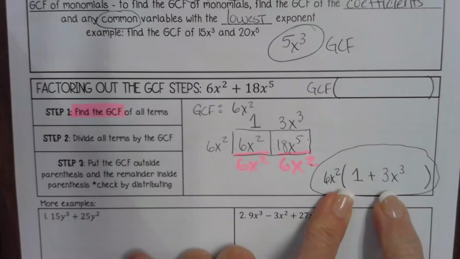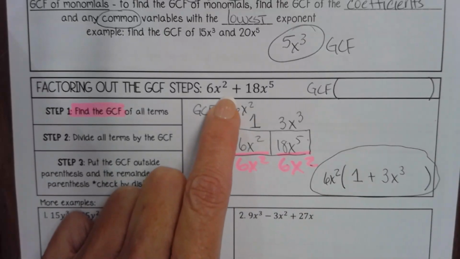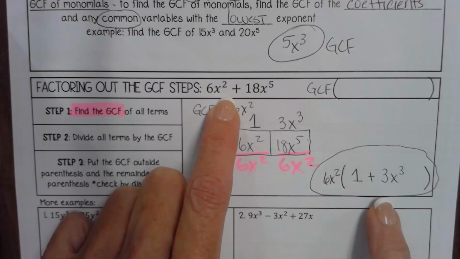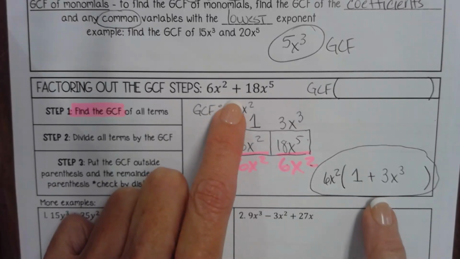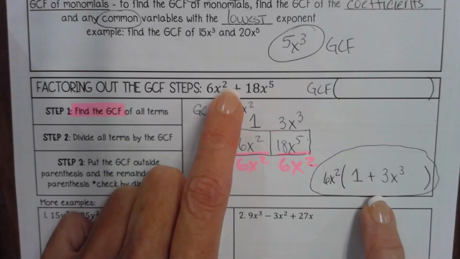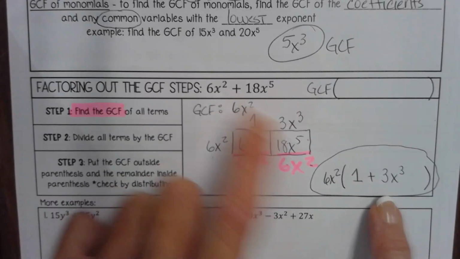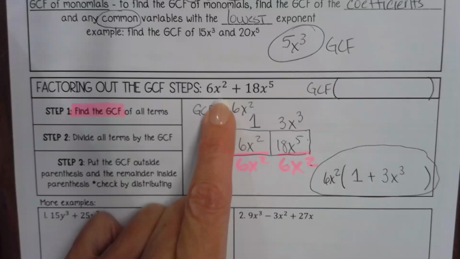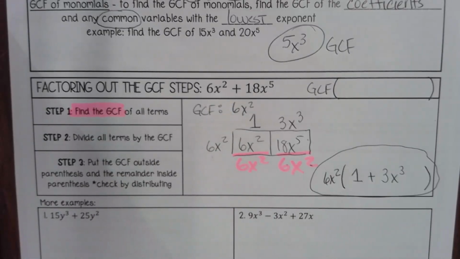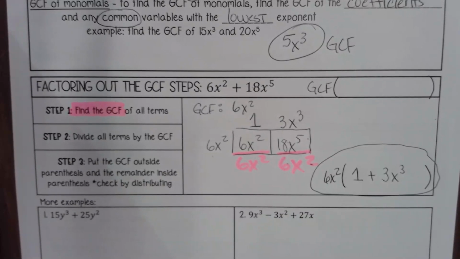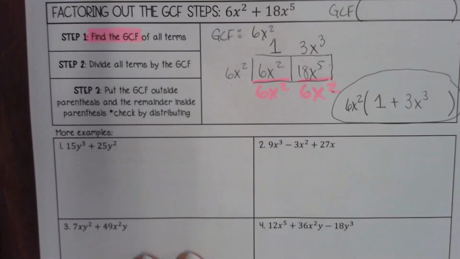Factored form, standard form. These are equivalent expressions, y'all. They're written in 2 different ways. Factored form, standard form. That's it. Okay? All right.